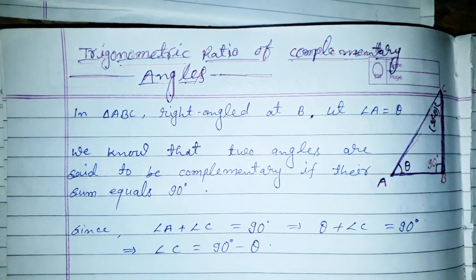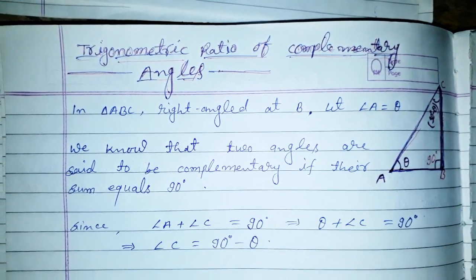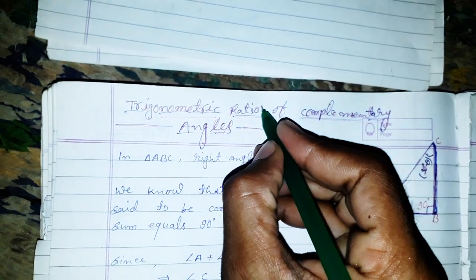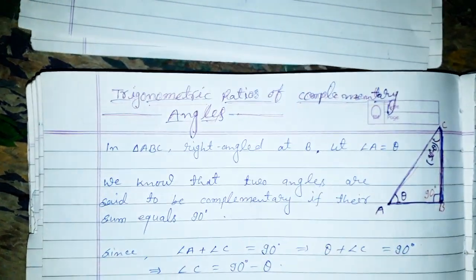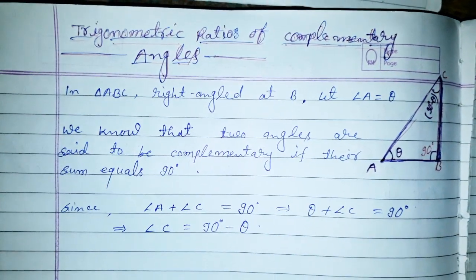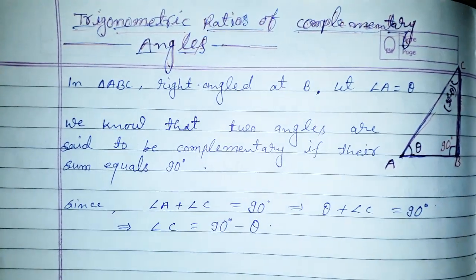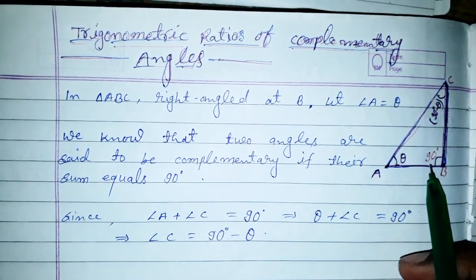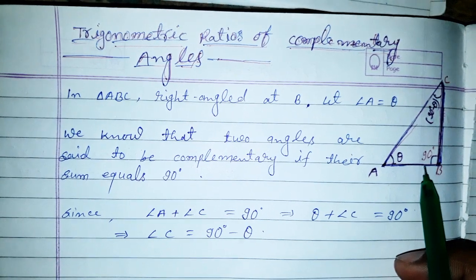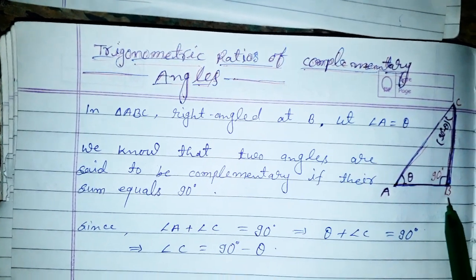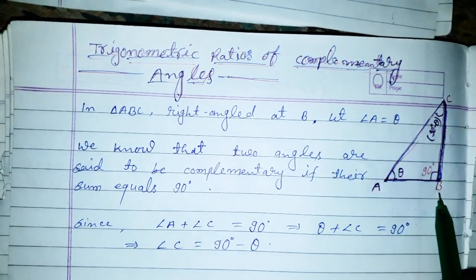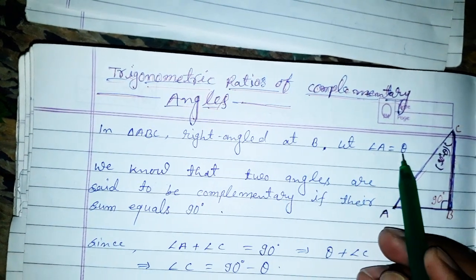Trigonometric ratios of complementary angles. In triangle ABC, right angle at B. Let angle A be equal to theta.